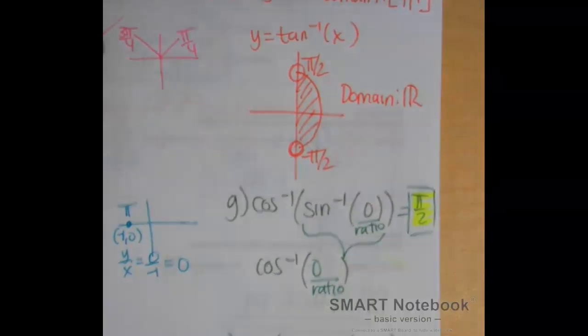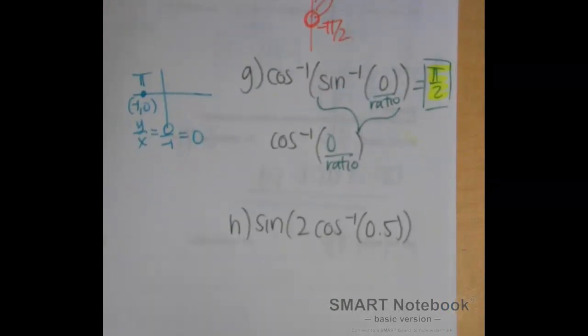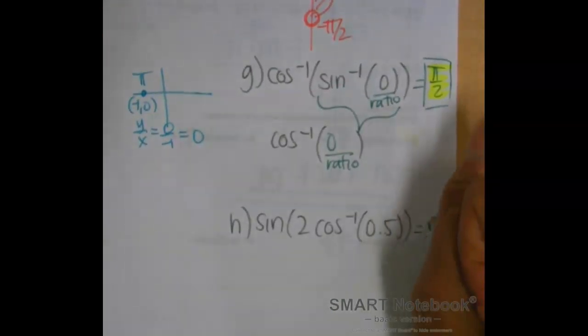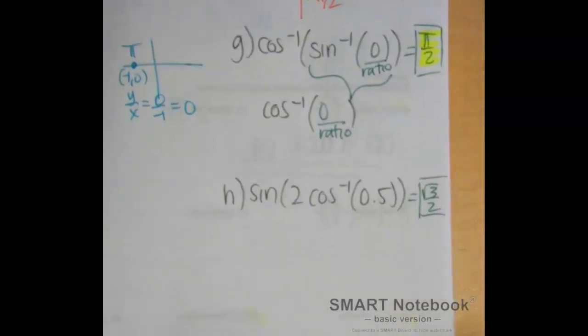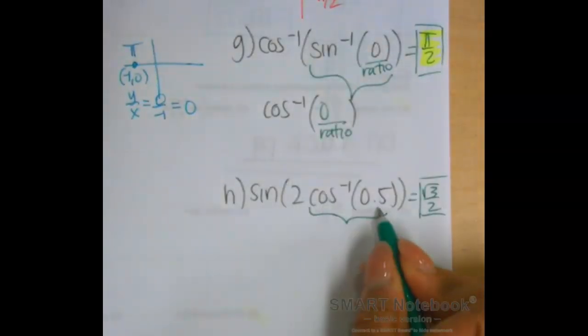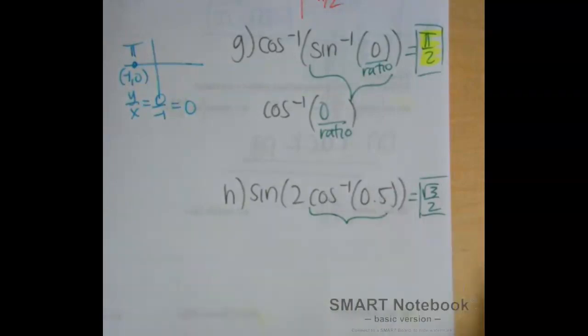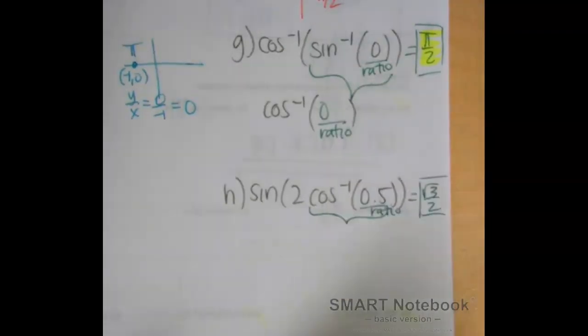All right, last question down here. Fatima, what did you get for H? Positive or negative? That's it. For this question, work from the inside out, guys. So on the inside, you're going to start with cosine inverse of 0.5. What is 0.5 as a fraction? 1/2. So I'm going to write this as a ratio, which you guys hopefully know is 1/2.